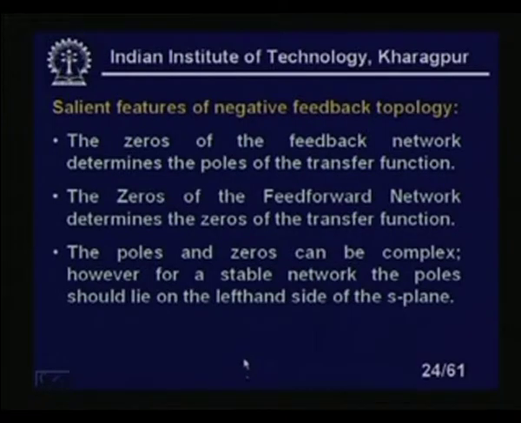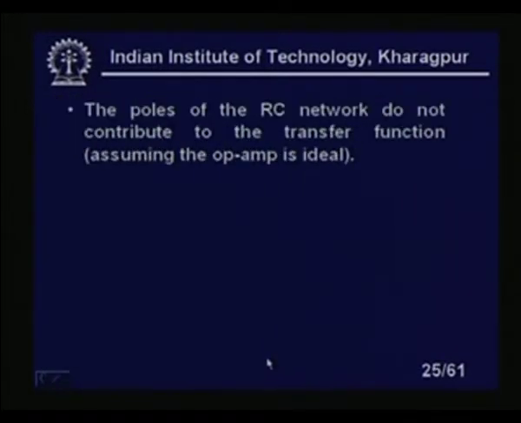The poles and zeros can be complex, however, for a stable network the poles should remain on the left hand side of the S plane. That is from basic control theory, you know this to be satisfied. The poles of the RC network do not contribute to the transfer function, because D is getting cancelled out. So, the poles of the RC network, whether in the feedback or feed forward transfer function, do not come into the picture, if you assume the op amp is ideal.